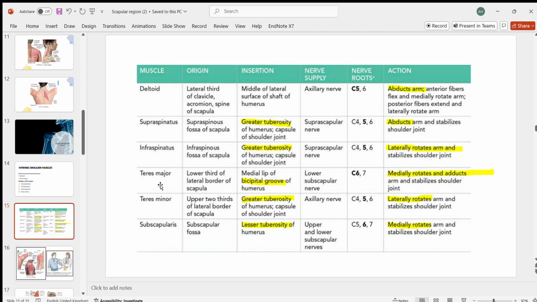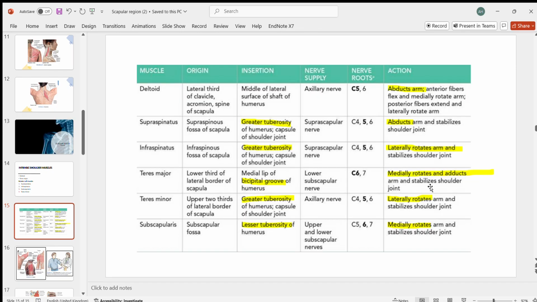Then is the teres major muscle. It is attached to the lower third of the lateral border of the scapula. Then it goes to the medial lip of the bicipital groove, or the intertubercular groove. It is supplied by the lower subscapular nerve, and it medially rotates and adducts the arm and stabilizes the shoulder joint.